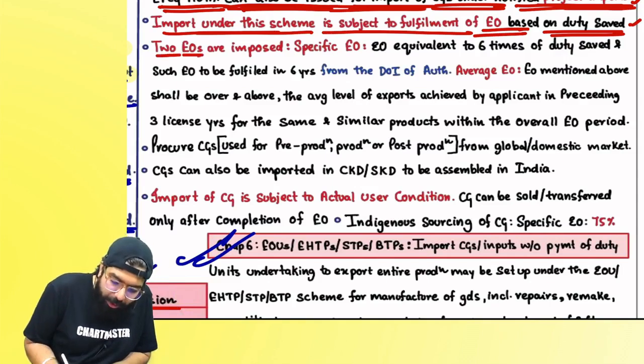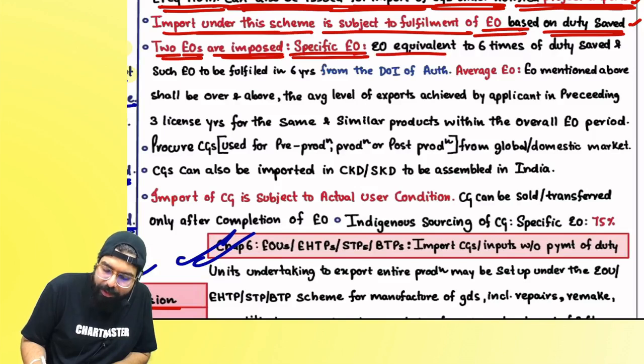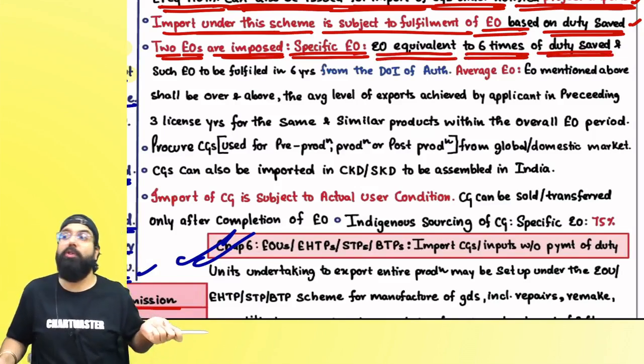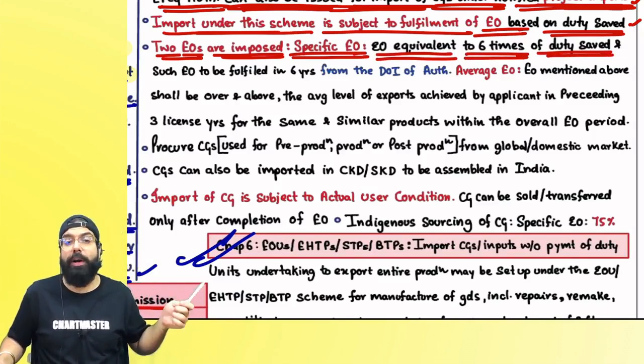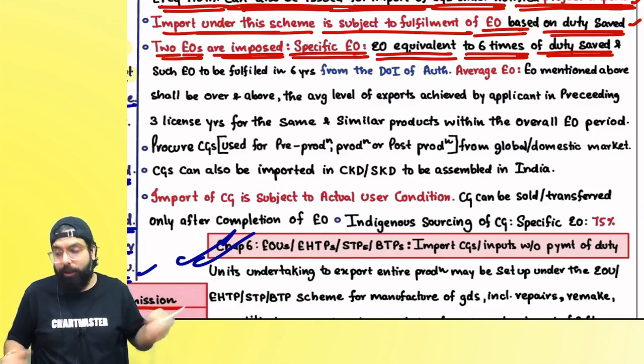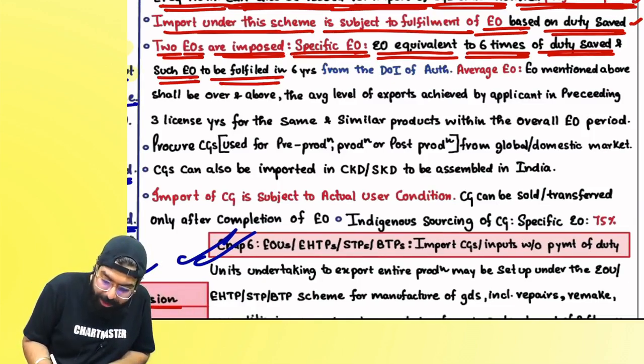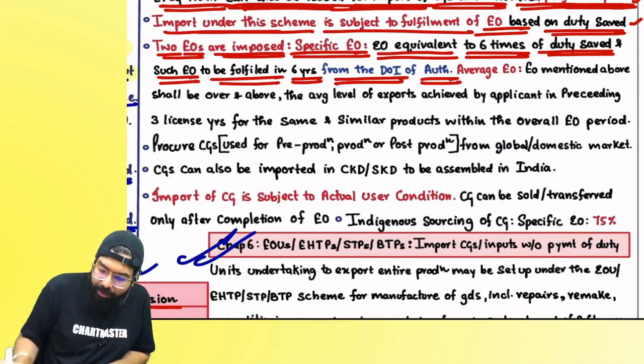Next. Sir, two export obligations are imposed. Specific export obligation, which is export obligation equal to 6 times of the duty. Same. You saved supposedly 10 crore ka duty. How much do you have to go ahead and export? 60 crore you have to go ahead and export. That is your incremental export. And it says such export obligation to be fulfilled in how many years? 6 years from the date of issue of authorization.